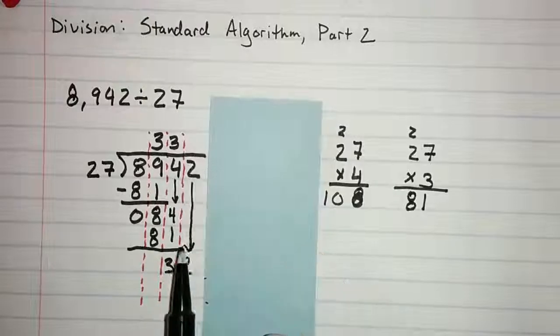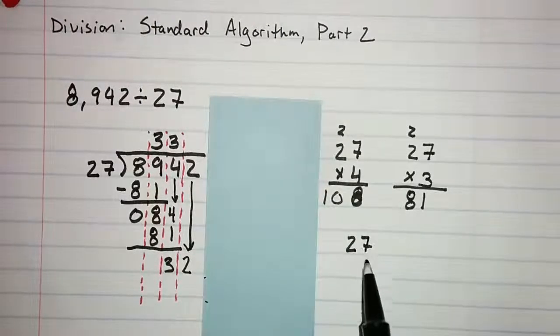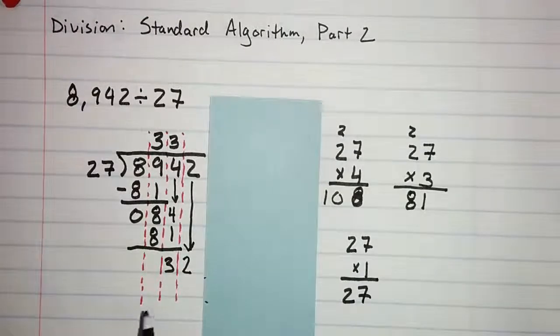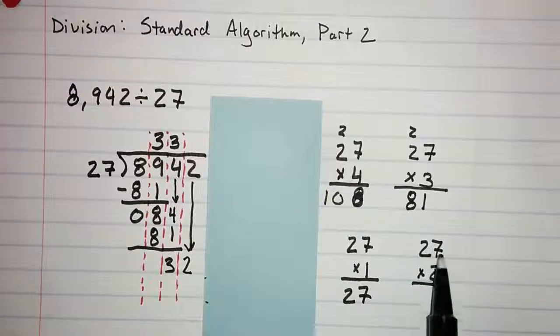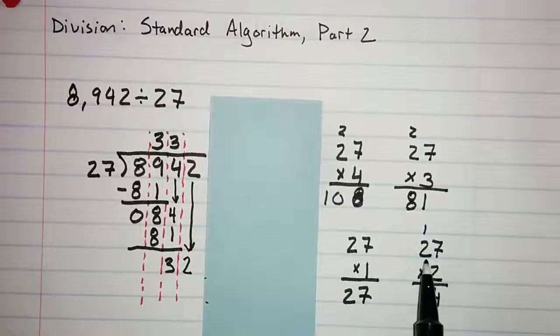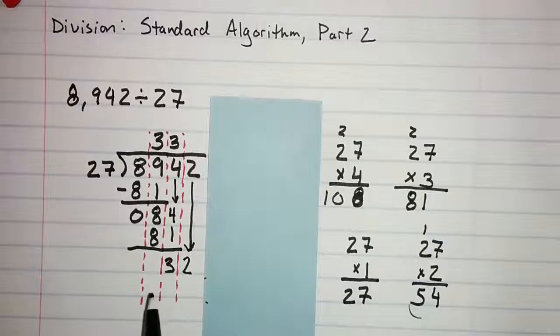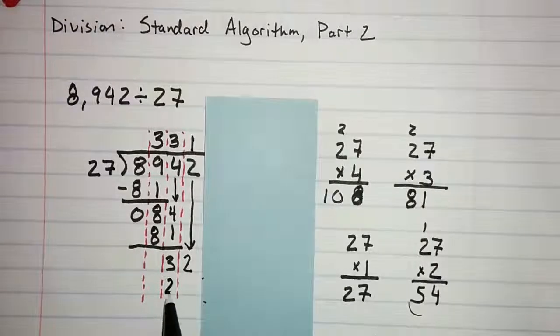And now I'm almost certain that my right guess is going to be 1, since 27 times 1 we know is 27. I want to make sure that 1 is not too small. I'll take 27 times 2. 2 times 7 is 14. 2 times 2 is 4, plus 1 is 5. 54 is bigger than 32. 2 would be too big. So 1 is my right guess.